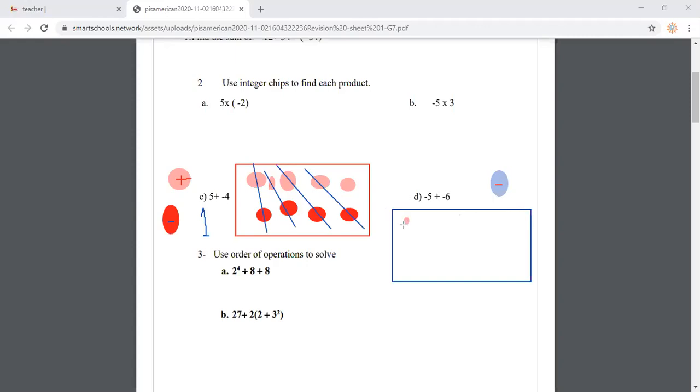Oh my God. Okay, so this is 1, 2, 3, 4, 5, and then down I have 1, 2, 3, 4, 5, 6.